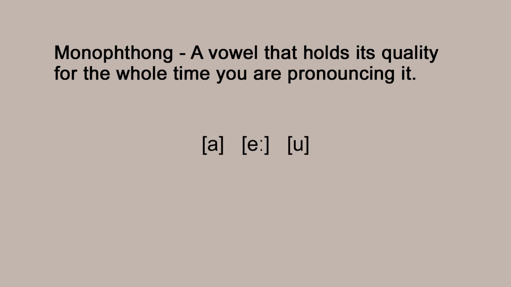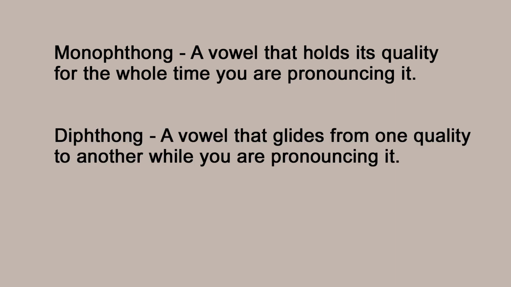A, U. A diphthong is a vowel that glides from one quality to another while you're pronouncing it. So an example of that might be a vowel that starts off at and ends up at E. A. And that diphthong exists in my dialect of English in words like same, day, face.